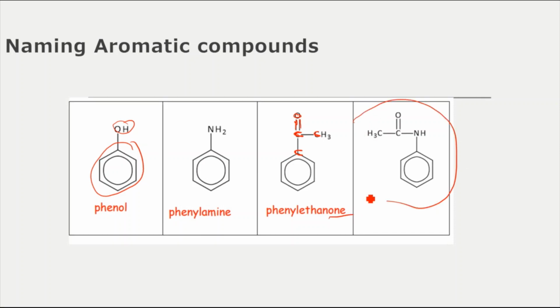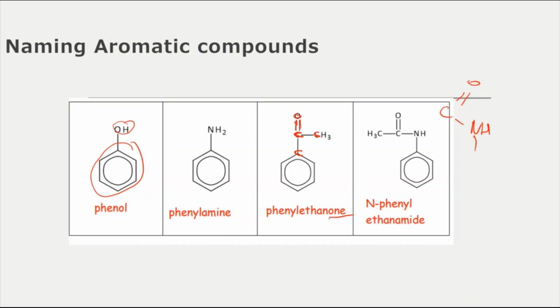So now looking at my final example, what I can see is I have a C double bond O, and that C is also attached to an N. So I would be thinking that this would be an amide. In a normal amide, I would have C double bond O and then NH2. But in this case, I only have one H, and the other bond from the N is attached to a benzene. So in that case, what I would be calling it is N-phenylethanamide. So that's just an example of an N-substituted amide.